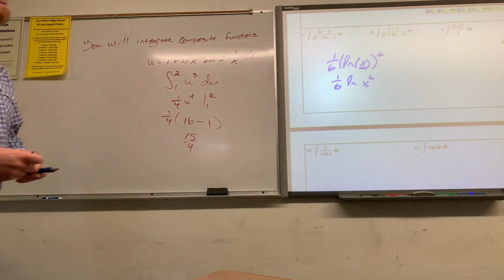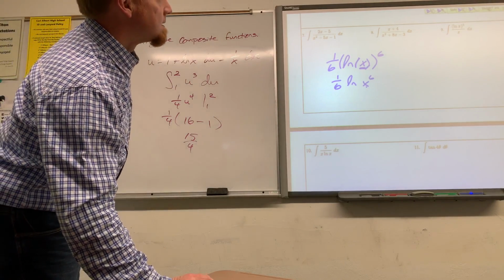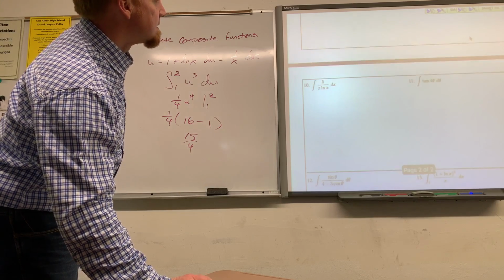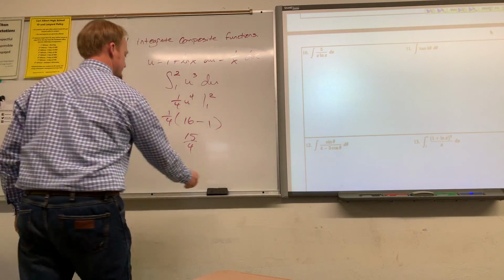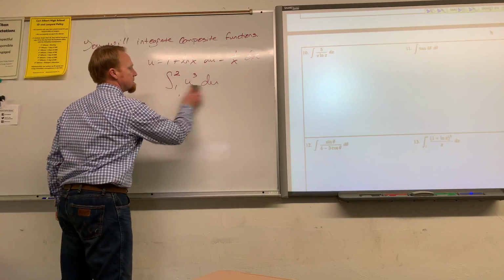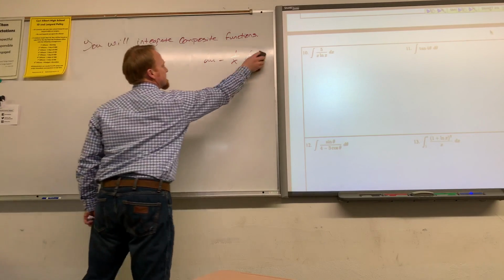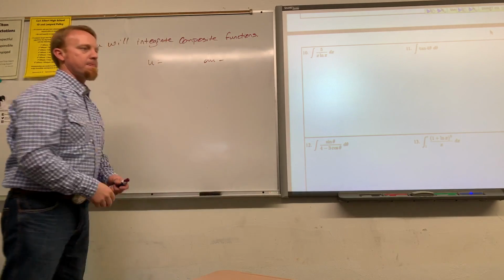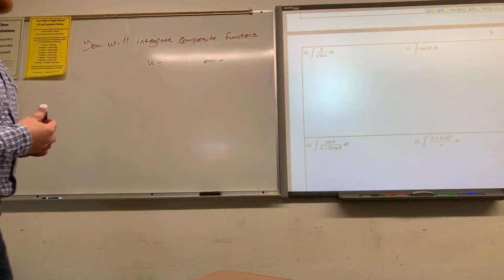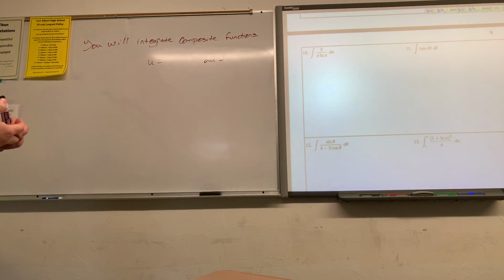Abby? What's she saying? Number 10. Oh, never mind. Yeah, I got it. What was the answer? 10 is going to be 5 natural log absolute value of the natural log of x plus c.